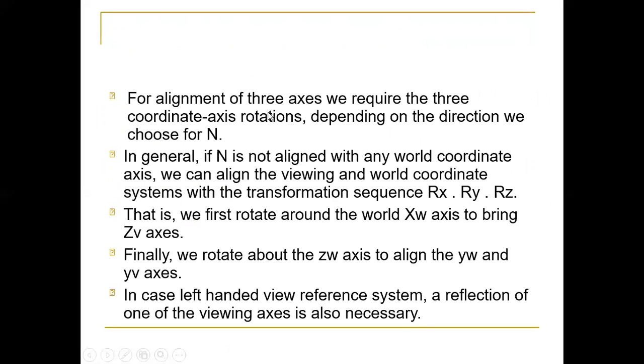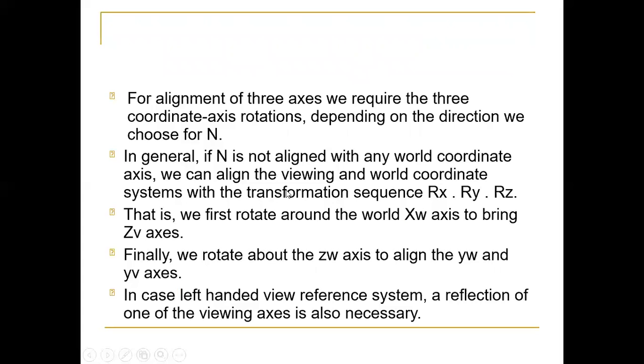Once I perform the inverse translation, what I have to do is align all three axes to the world coordinate axes. For alignment of the three axes, we require the three coordinate axis rotations, that is rotation along the x-axis, rotation along the y-axis and rotation along the z-axis, depending on the direction we choose for our normal vector.